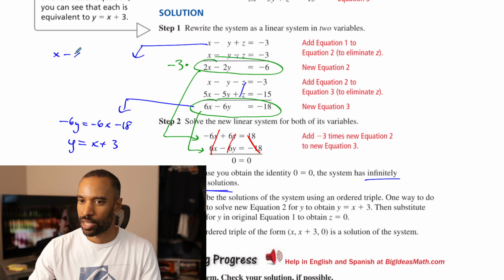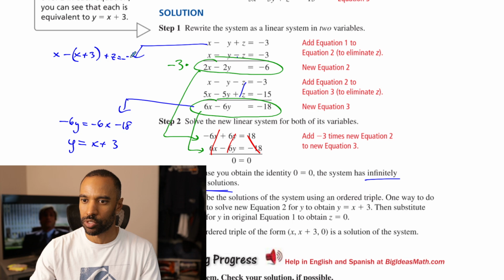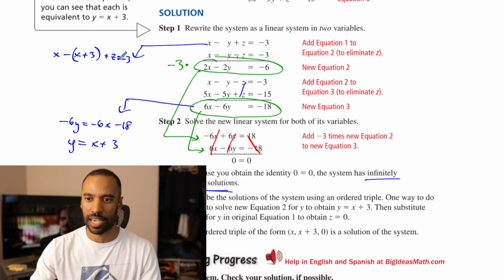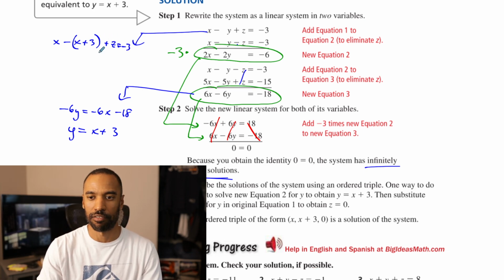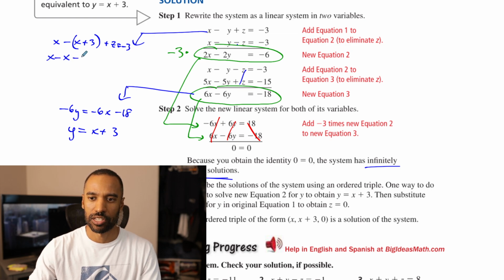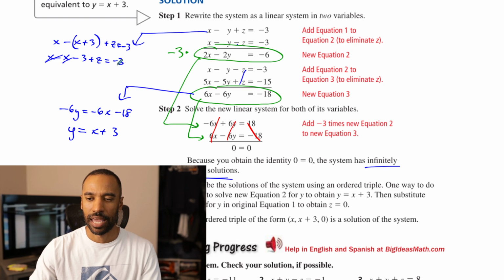So I have x minus (x plus 3), this is y, plus z equals negative 3. And I guess the idea behind this, guys, is the x's should ideally cancel. That's the whole thing about the infinite solution set. Now it becomes x minus x minus 3 plus z equals negative 3. X minus x is gone. Negative 3 plus 3 is 0, so z equals 0.